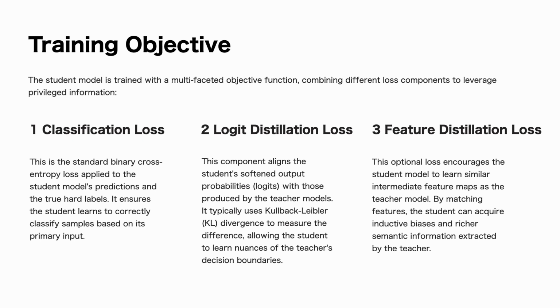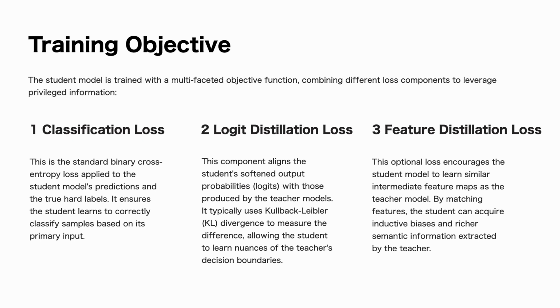So here is the proposed training objective. The student model is trained with a multifaceted objective function combining different loss components to leverage privileged information. First one is classification loss. This is the standard binary cross-entropy loss applied to the student model's predictions and the true hard labels. It ensures the student learns to correctly classify samples based on its primary input.